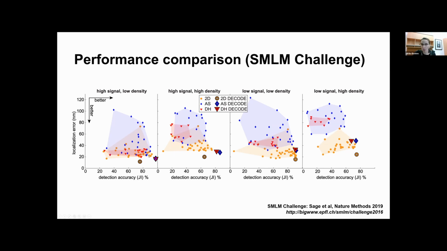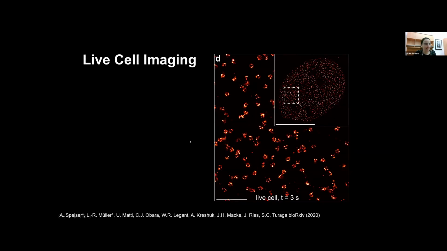And what you always would like to have is a high detection accuracy and a low localization error, so you always would like to be on the lower right hand side. And as you can see, based on the types of data sets, the lower the signal and the higher the density, which are usually the most challenging images, DECODE is always in the lower right, and therefore outperforms most of the algorithms out there to do proper localization.